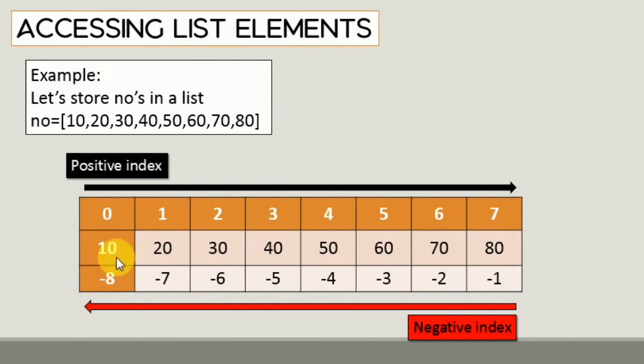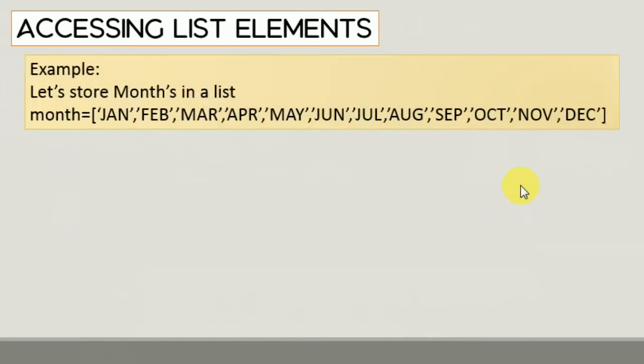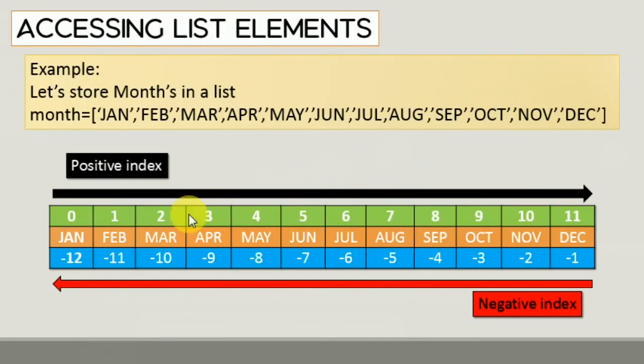That means 10, 20, 30. In positive it starts from 0 to 7, and in negative it starts from -1, -2, -3, -4, -5, -6, -7, -8. Now one more example. If I am going to store the months, there is a variable named month, that is a list, to store January, February, so it is like this. Again the same thing, positive values start from 0 up to 11, and the negative starts from right to left, from -1, -2, -3, -4, -5, -6, -7, -8, -9, -10, up to -12.